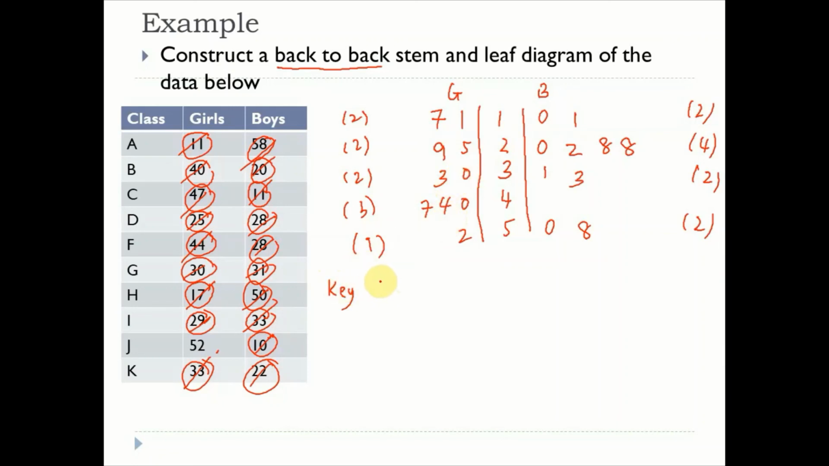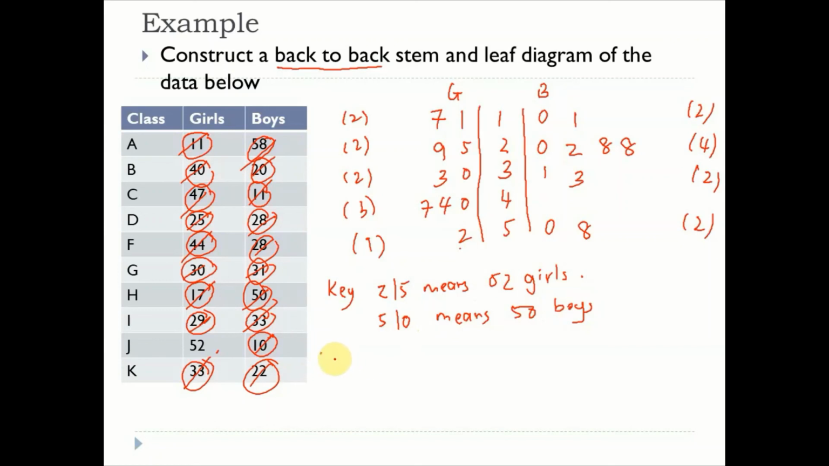You boleh buat key, 2/5. I ambil the last one. Means 52 girls. And then another key, I put 5/0 means 50 boys. Nampak tak? Sebab dia terbalik kan. So maksudnya 2/5 means 52. Dia balik. Ni 50 means 50 boys.